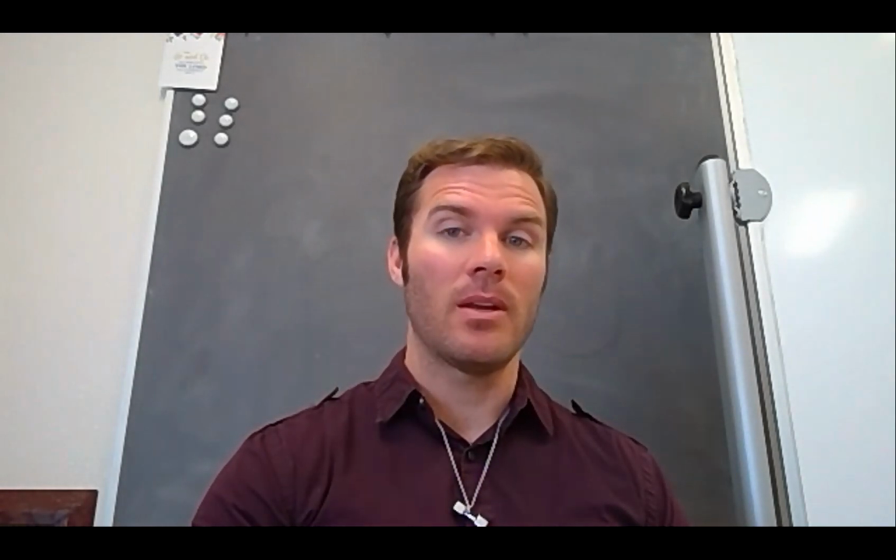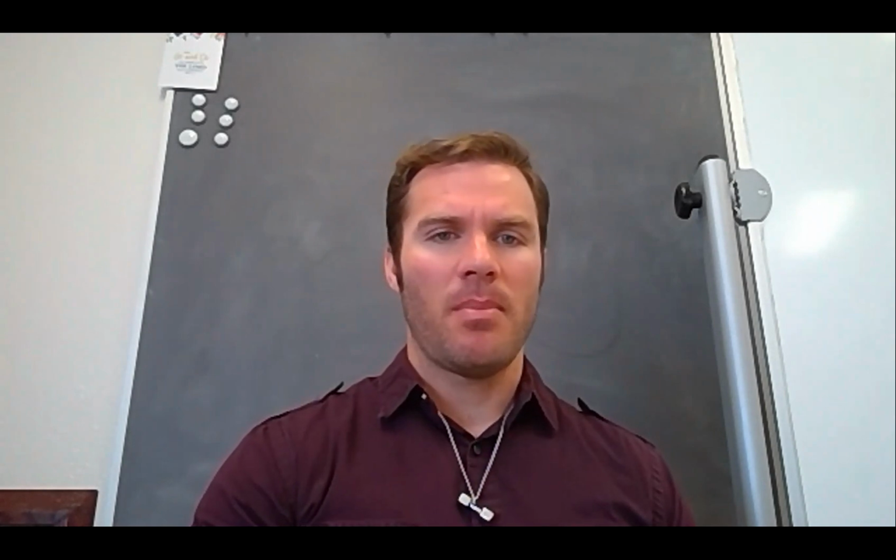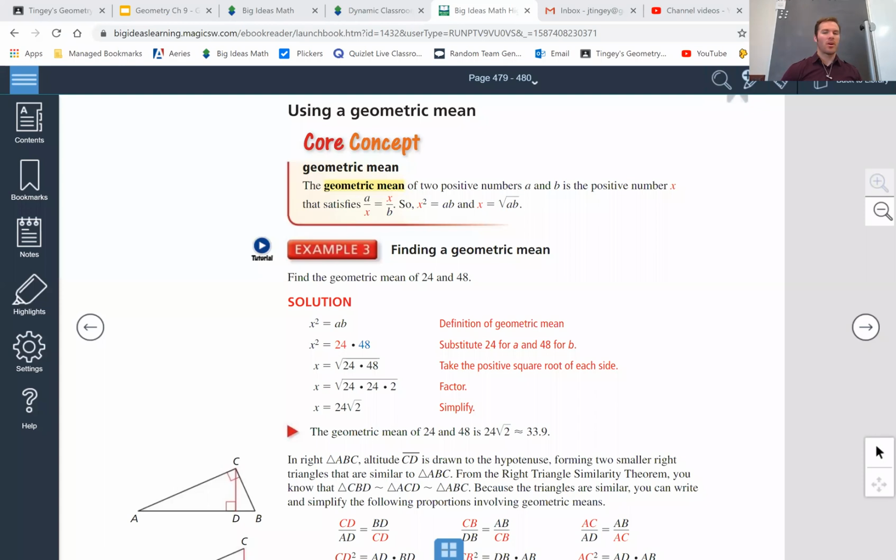I'm going to take notes for section 9.3. So this is 9.3 part 2. So let me share my page again. This is on page 480 of your Big Ideas math book. You need to put all of this in your notes, the geometric mean, that core concept. And I would put example 3 also in your notes so you can summarize it a little bit. I'm going to talk a little bit about it and do some drawings.